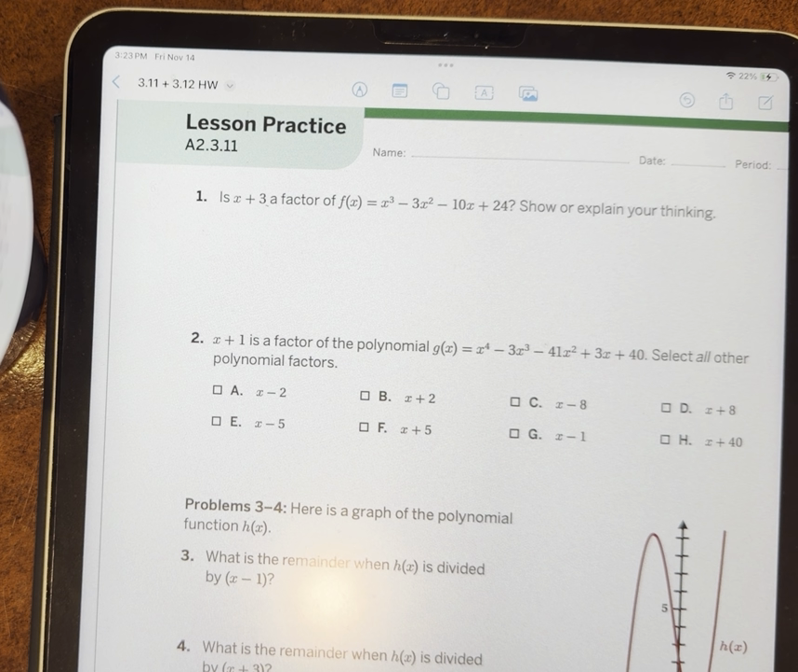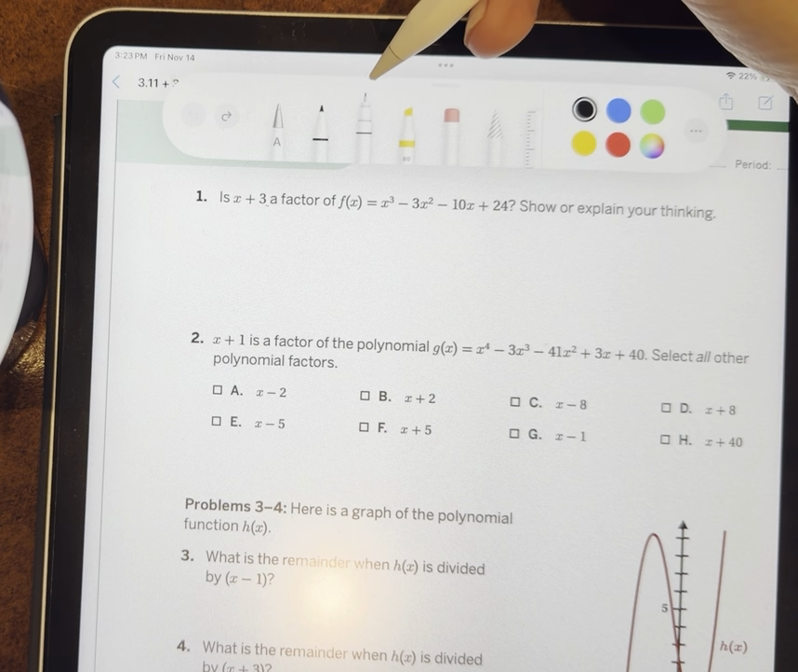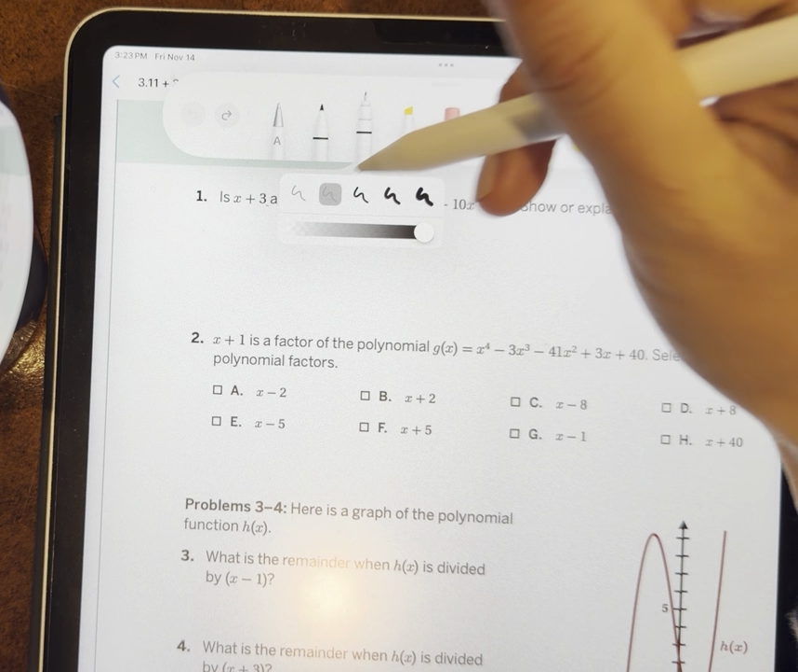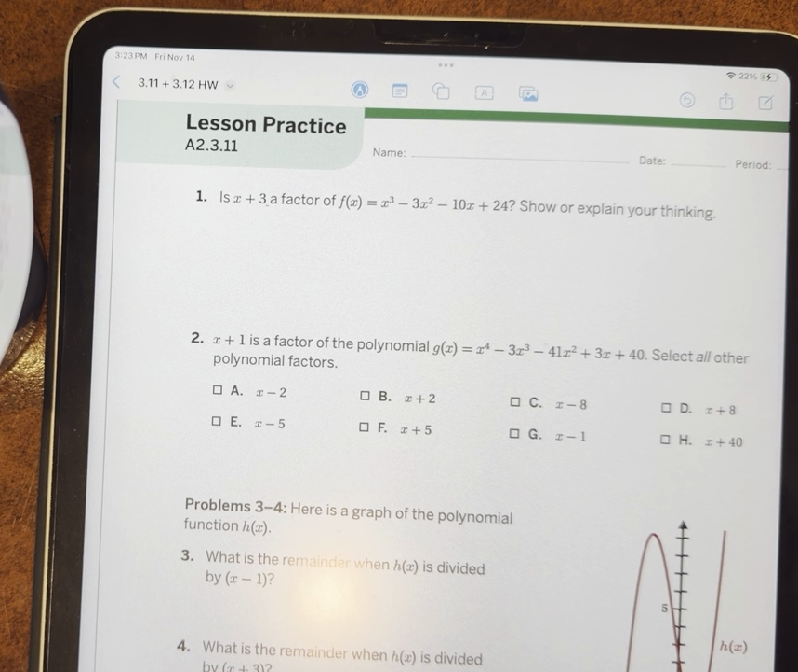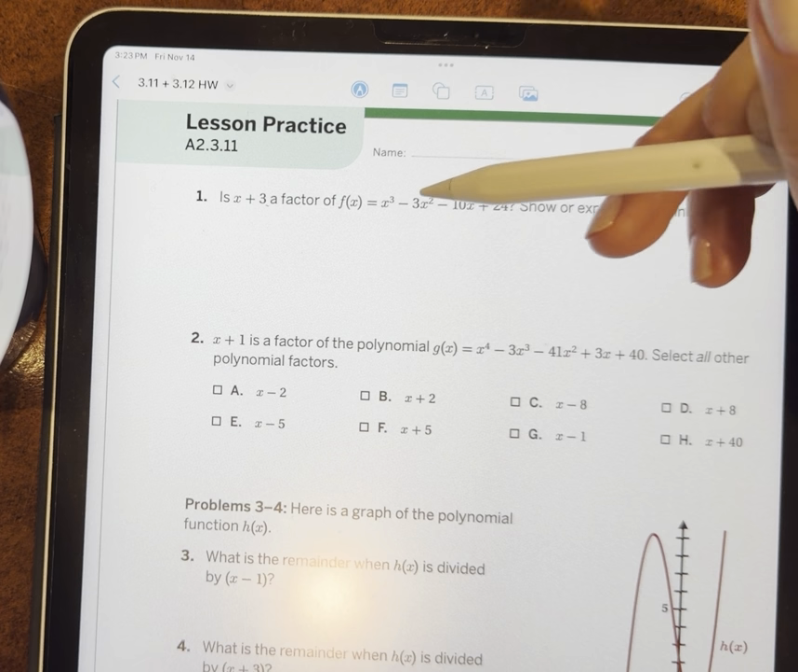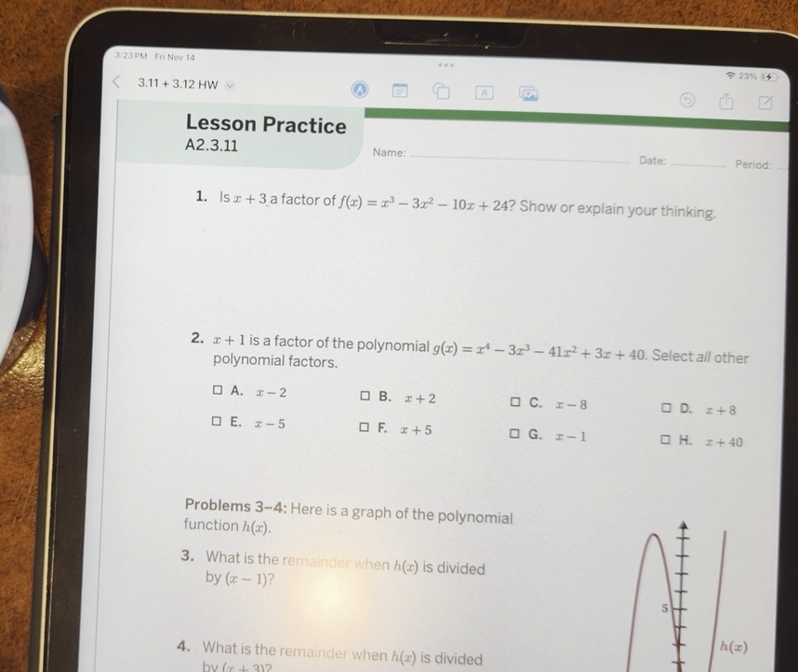Okay, 311. Let's do the homework. Number 1 is asking us, is x plus 3 a factor of f of x? And f of x is this cubic polynomial here. Show or explain your thinking.